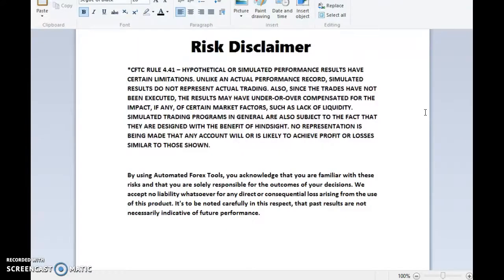No representation is being made that any account will or is likely to achieve profits or losses similar to those shown. By using the automatic Forex tool, you acknowledge that you are familiar with these risks and that you are solely responsible for the outcome of your decisions. We accept no liability whatsoever for any direct or consequential loss arising from the use of this product. It is to be noted carefully in this respect that past results are not necessarily indicative of future performance.